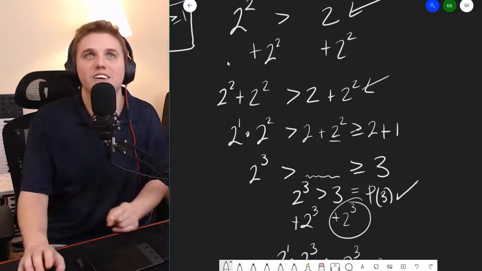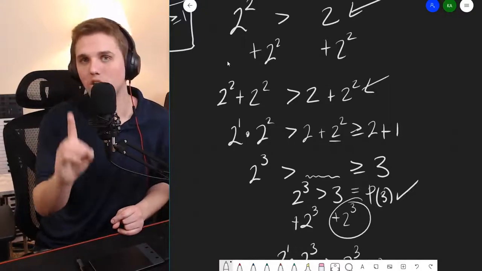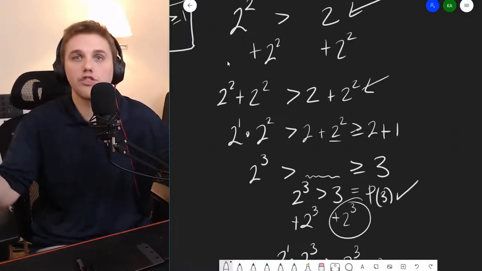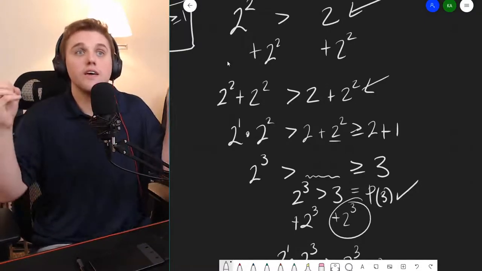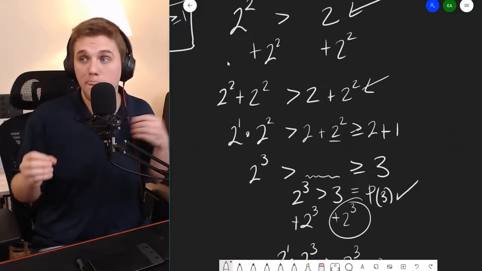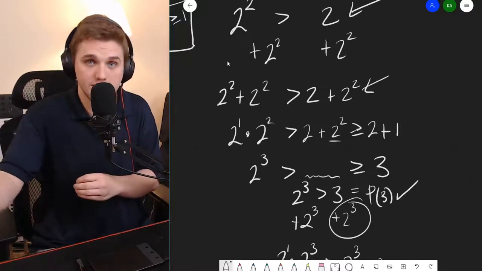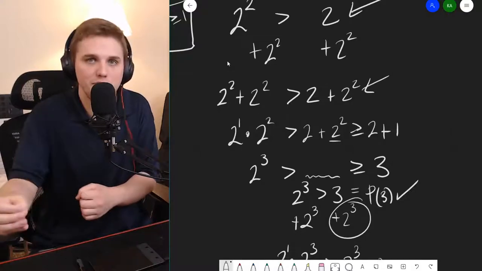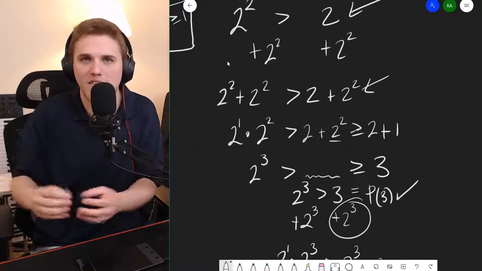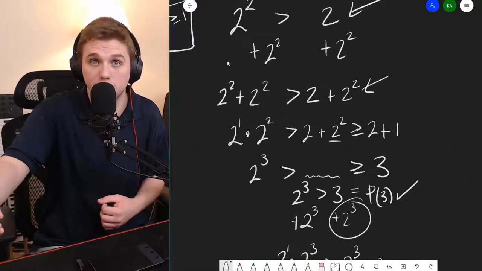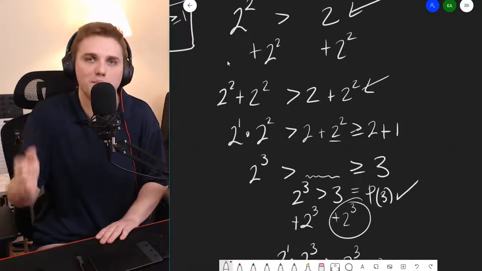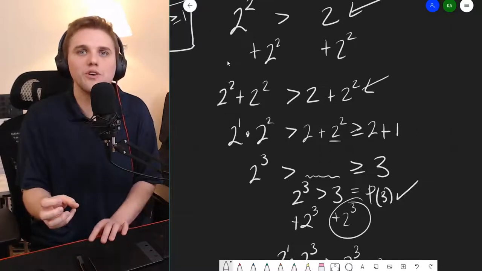But the goal that I want you to try to give yourself is pick an N, like 3 or 5 or 10. Verify that that's true. And then verify the next, P of N. Go one step further: if you're at P of 10, then try to prove P of 11 is true using the truth that you got from showing that P of 10 is true.